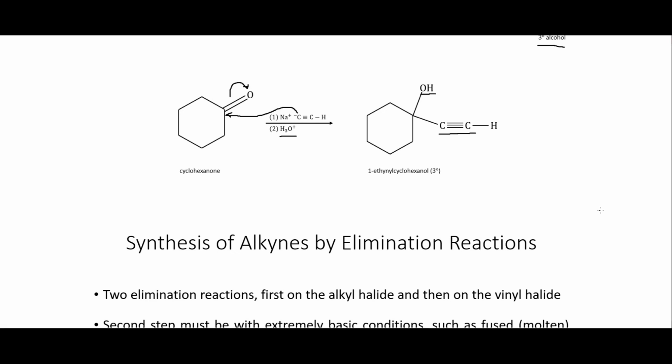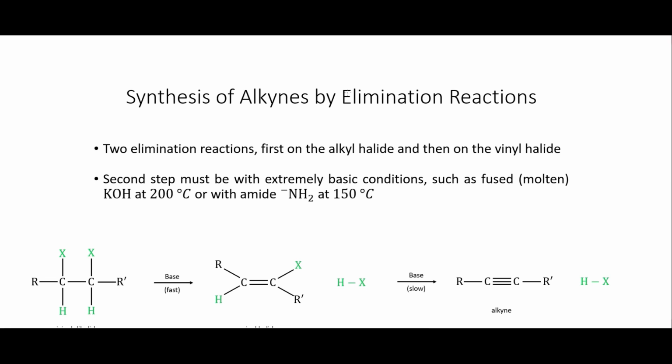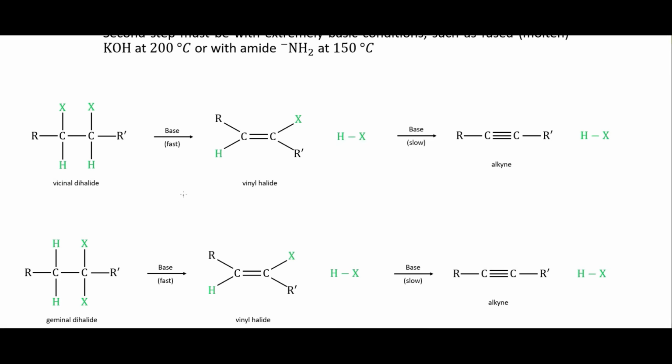All right, so we can also synthesize the alkynes from elimination reactions. There are two elimination reactions. So the first is on the alkyl halide, and then we can do it on a vinyl halide. So the first step is doing it on this alkyl halide so that we form this vinyl halide. Then the second step is doing it on the vinyl halide, so pulling this hydrogen off and having this leave as the leaving group, and so we end up with our alkyne right here.